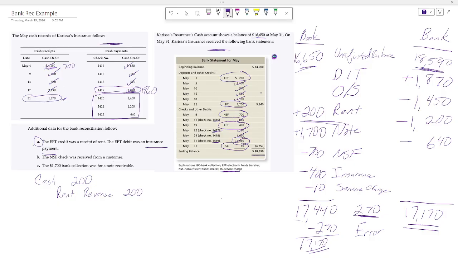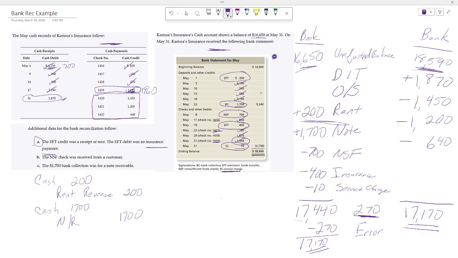Our customer paid us $1,700 on a note receivable. If this were just a regular transaction, we would say, all right, we got $1,700 in cash, so let's debit cash and credit notes receivable.